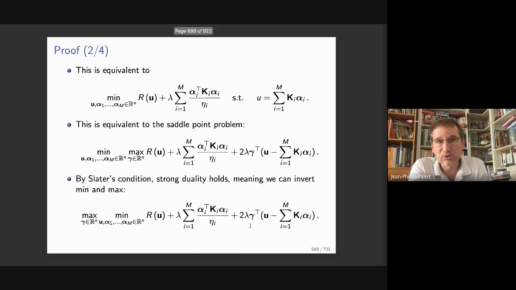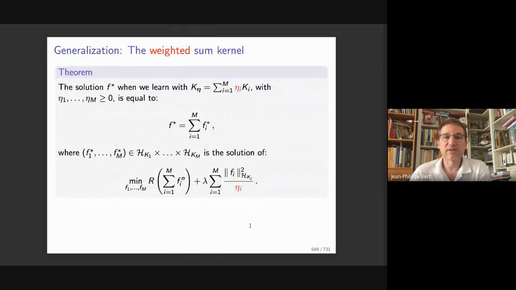Right? So this concludes the proof of this theorem, which says that when you solve the optimization problem over m functions that I write on this slide, the solution you get, the f star, which is the sum, is the same as the one you get if you just train with one kernel, which is the sum of eta i ki.